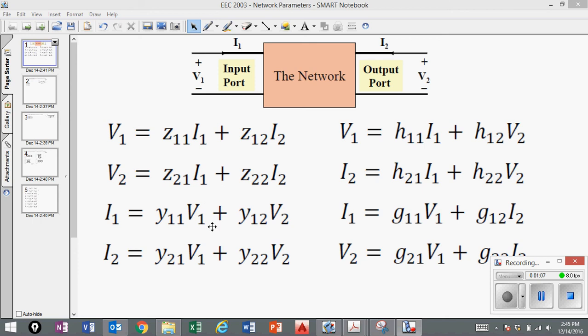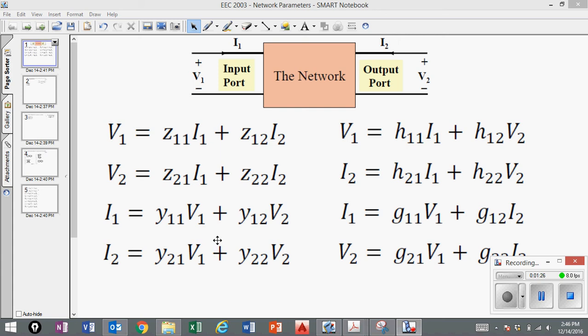And the opposite of impedance is admittance, so you can also do the opposite parameters representations, because sometimes you may not be able to measure the values that you need for the impedance, but you might be able to measure the values you need for the admittance.